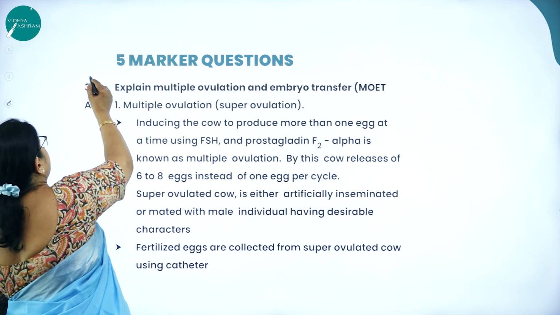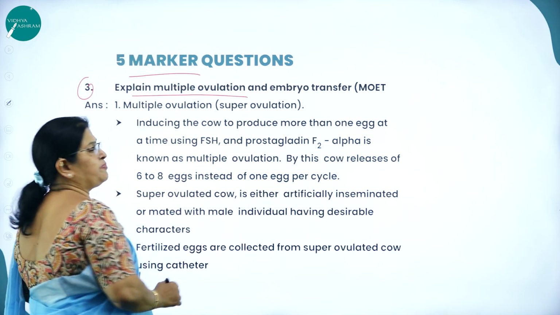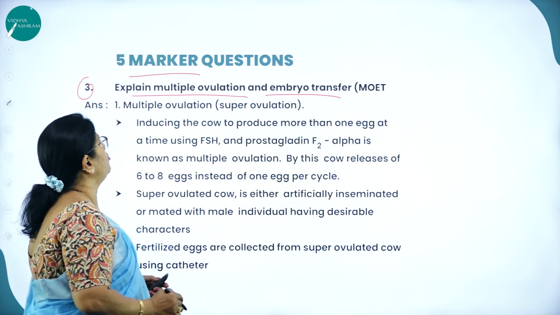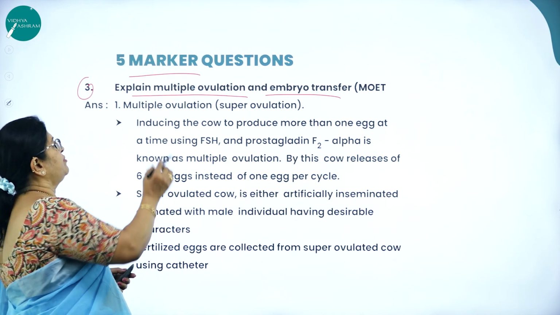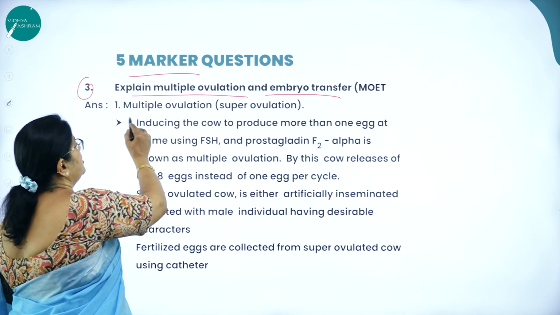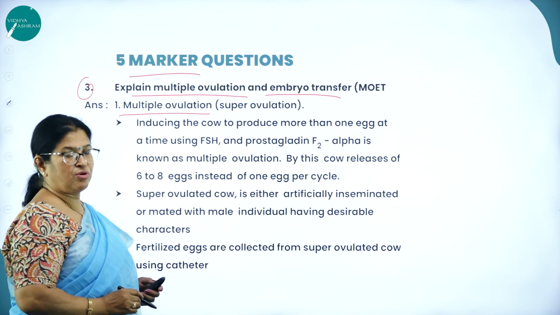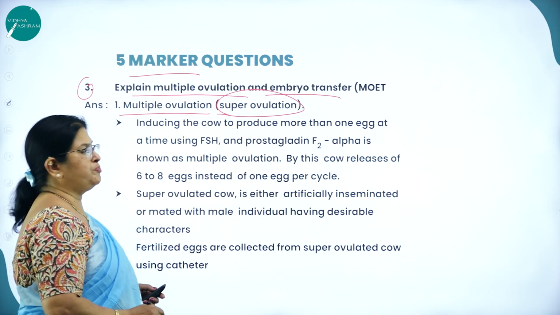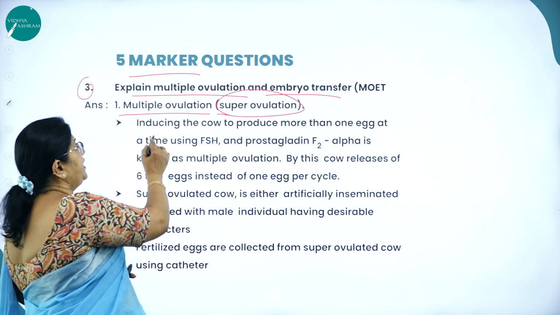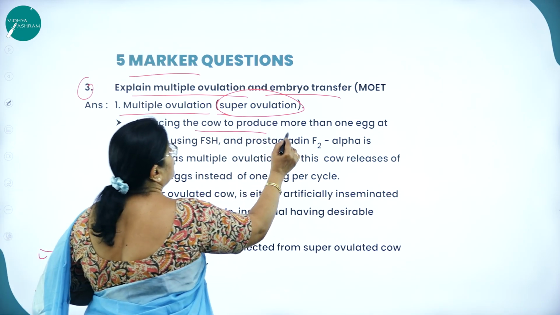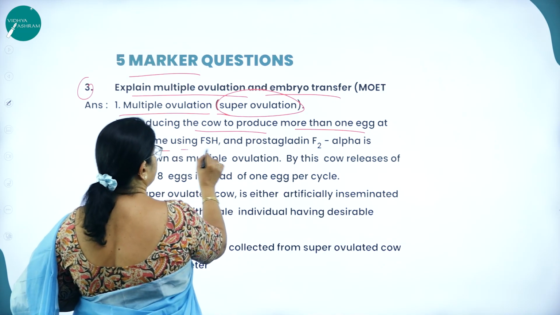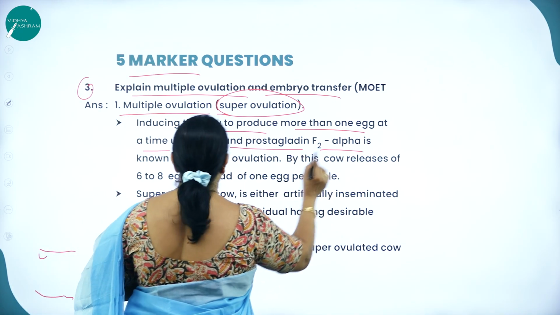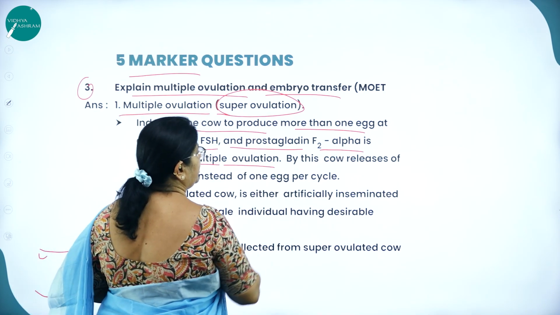Then, moving on to the next 5-marker question. Explain multiple ovulation and embryo transfer. Short form is what? MOET. MOET stands for multiple ovulation and embryo transfer. Multiple ovulation is also called super ovulation. What is it? Inducing the cow to produce more than one egg at a time using FSH, that is follicle stimulating hormone, and prostaglandin F2 alpha is known as multiple ovulation.